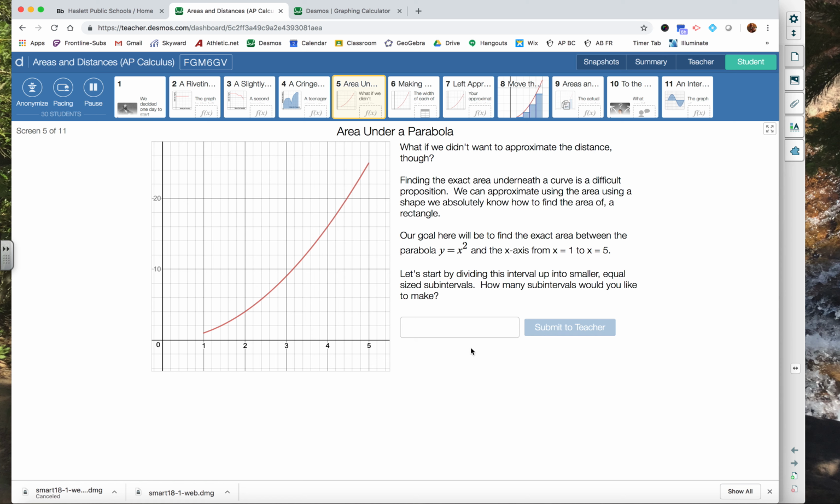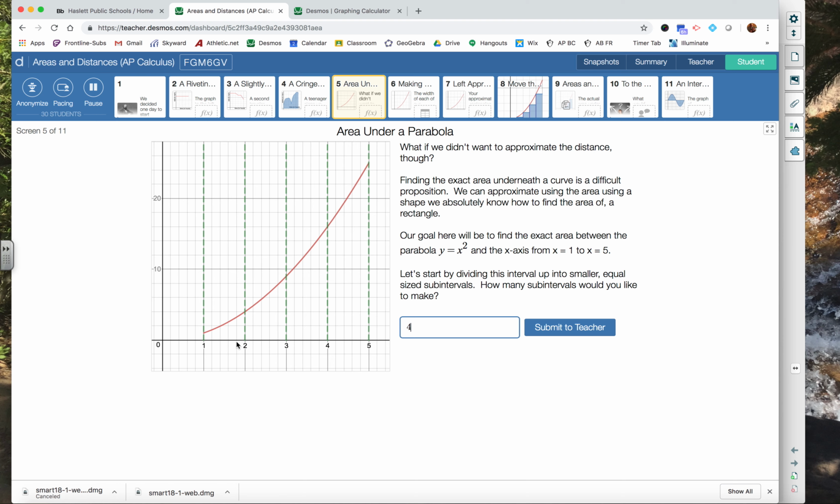So what I had you doing here is dividing this up into smaller, equal-sized sub-intervals. So let's say that we had 4 sub-intervals. When we have 4 sub-intervals, it's 4 spaces to go from 1 to 5. With 4 sub-intervals, each one of those intervals would be 1 unit, okay?